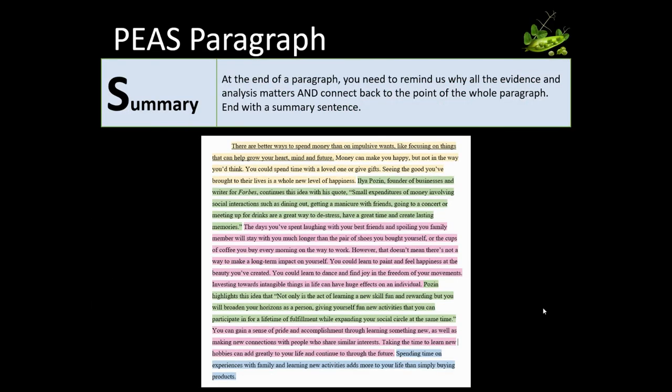And then the summary. Don't forget the last little bit. At the end of a paragraph, you need a bit to remind us why all of this matters, why the evidence and analysis matters, and connect it back to the point you were making in this whole paragraph. And usually it ends with a summary sentence. Sometimes the summary is more than one sentence. Sometimes you can get away with it just being the summary sentence itself.